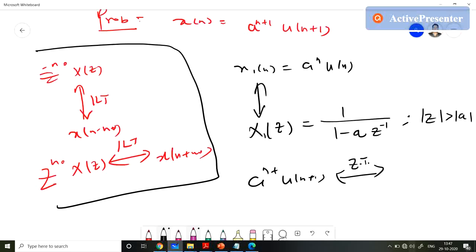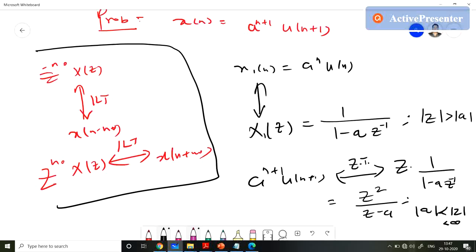So we have z multiplied by 1 divided by 1 minus a z inverse. That is the z transform of a raised to the power n plus 1 u[n plus 1]. We can further simplify it as z square divided by z minus a, and the ROC is modulus of a less than modulus of z less than infinity.